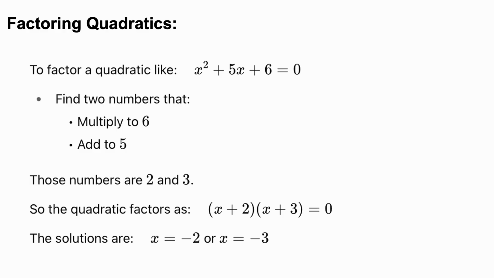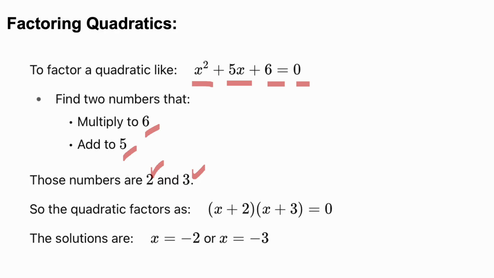Alright, let us factor a quadratic. Check out this equation which is given here: x square plus 5x plus 6 equal to 0. When you have any such problem, first you find two numbers such that when they multiply they give a value of 6, and when you add them up, they become 5. So those numbers are 2 and 3.